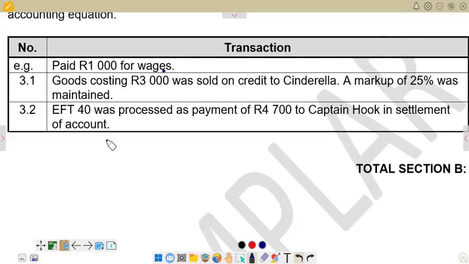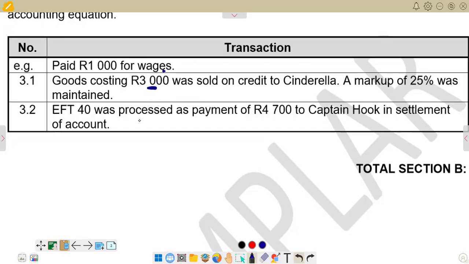So you would see that if you come here, our first transaction is 3.1, and we try to see how it is affecting the double entry, and then you see how it's affecting the components of the accounting equation. It means our goods costing 3,000 rand were sold on credit to Cinderella. A markup of 25% was maintained. So we have got goods being sold with a cost price of 3,000. So what does it mean?